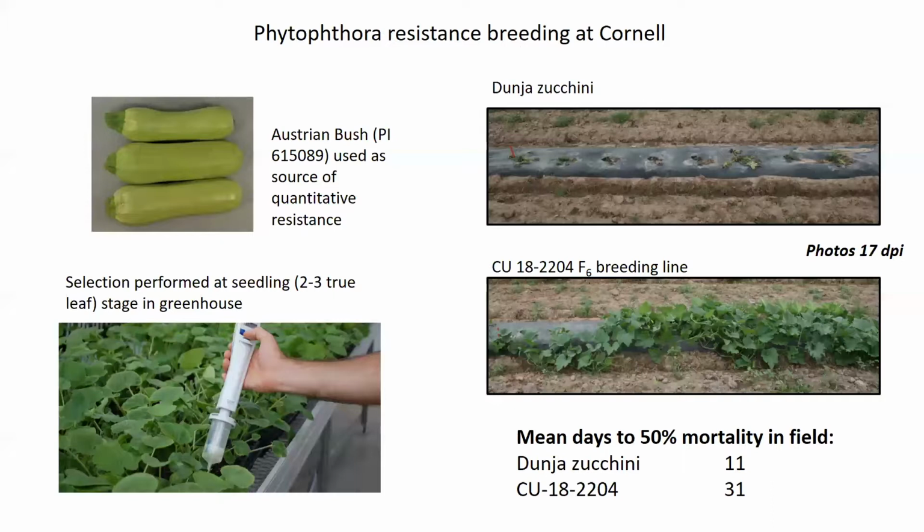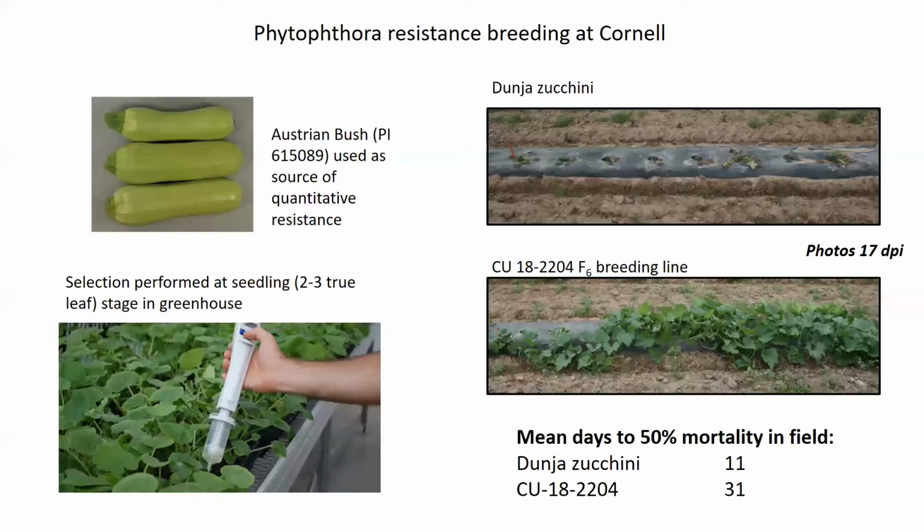We also have a Cornell breeding line. And you can see at 17 days after inoculation, some qualitative differences in terms of their response to inoculation. However, if you continue to observe those plants, you'll see that it takes, on average, about a week and a half to kill 50% of the Dunja plants in the field, whereas it takes a month to kill 50% of the plants of this particular breeding line. So we've made progress in selecting for increased resistance compared to susceptible commercial cultivars, but we still have a little bit of work to do in terms of getting a level of resistance that's economically relevant or acceptable for growers.